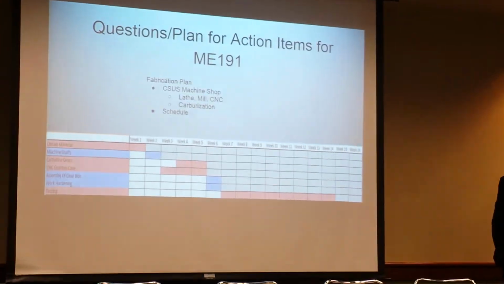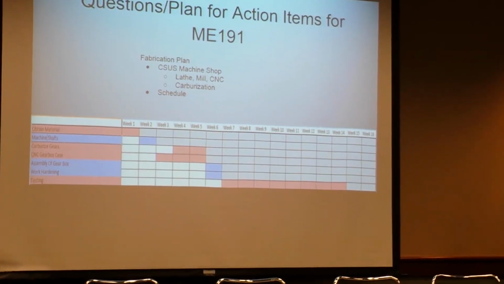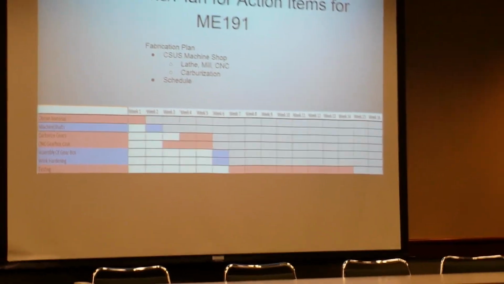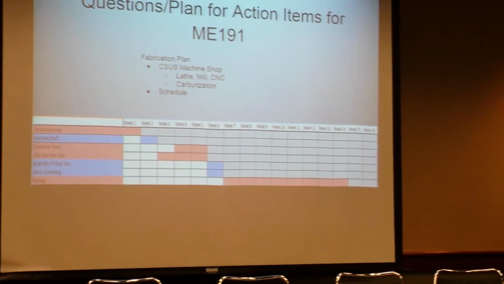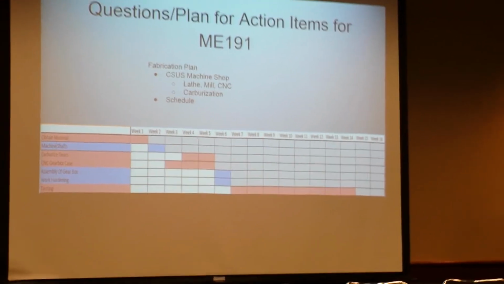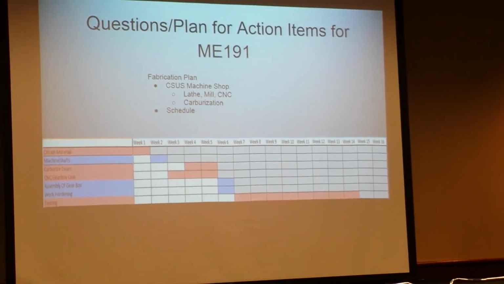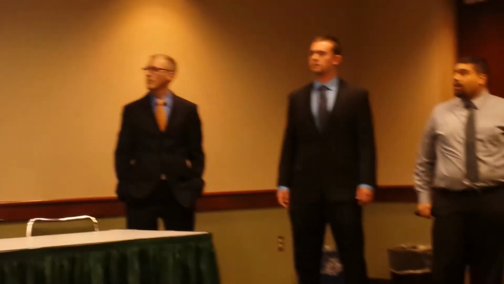And for our fabrication, we're going to do all our work at the CSUS machine shop. We're going to use the lathe, mill, and CNC. We're going to carburize also on campus. And for our schedule, it's at the bottom. It shows our manufacturing timeline and our testing timeline.